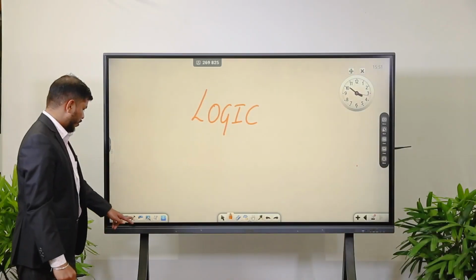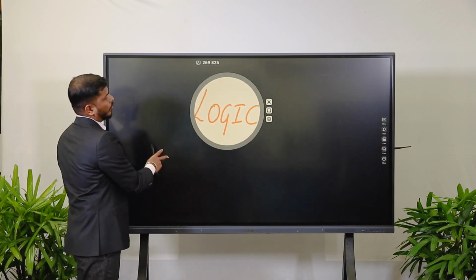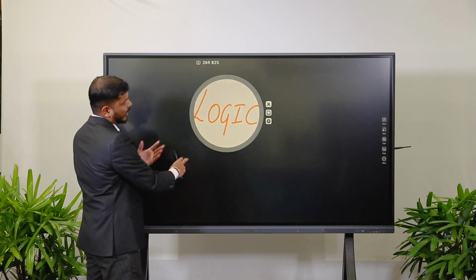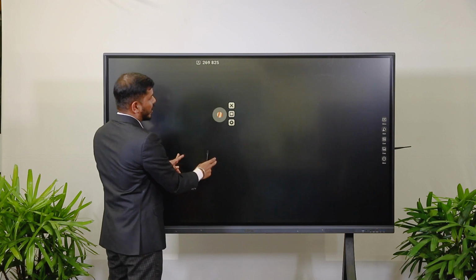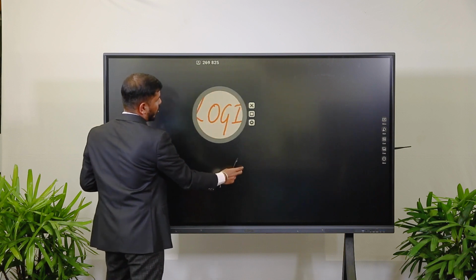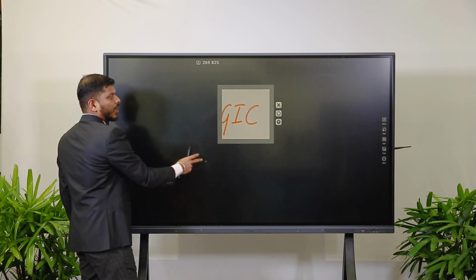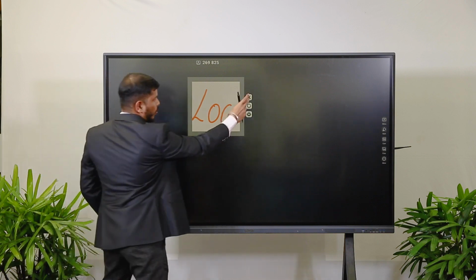Now we will check the next tool, that is the spotlight. Whenever you want to highlight something when you are presenting or showcasing something, you can just use it, and now you can see the word logic is highlighted. You can even change the size of the spotlight, making it bigger or smaller. You can also change the shape of the spotlight, to a square or a circle. So this is for the spotlight.